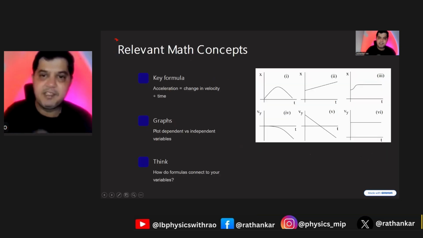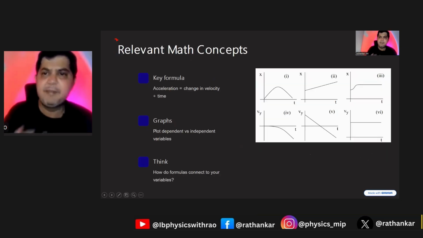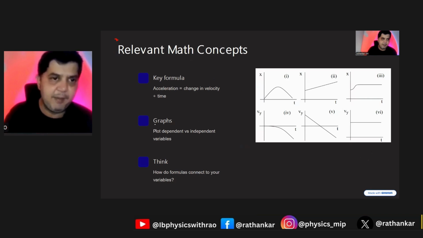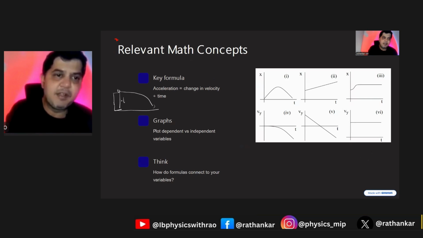Next, relevant math concepts. What are the math concepts? You already learned projectile motion, horizontal projectile motion, in your first year in IB1. So when you have an object which is being rolled from here, it falls over here. You first find out the time taken, and then you find out the range over here. The concepts are simple.